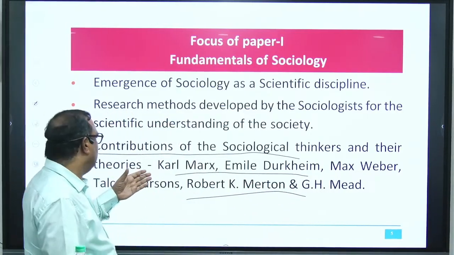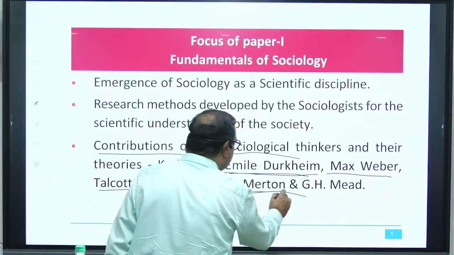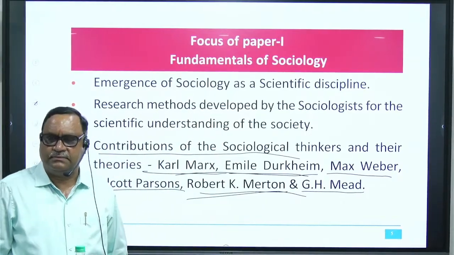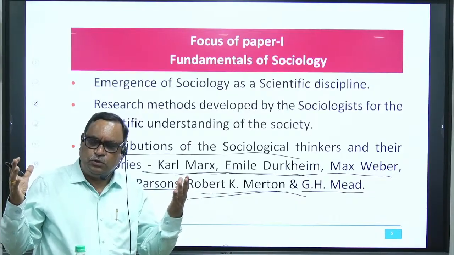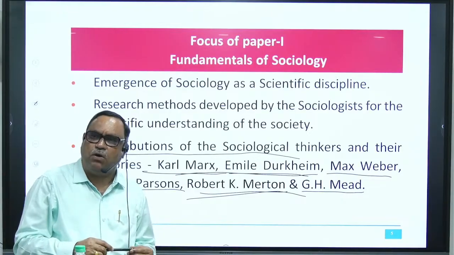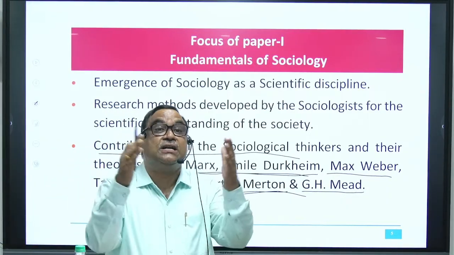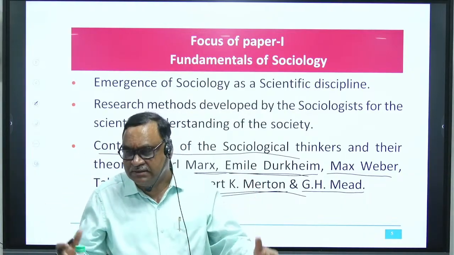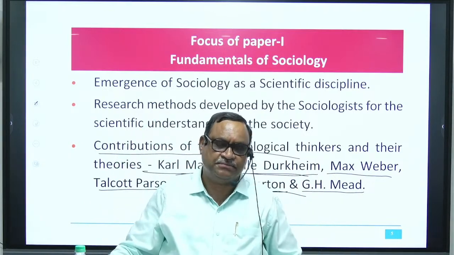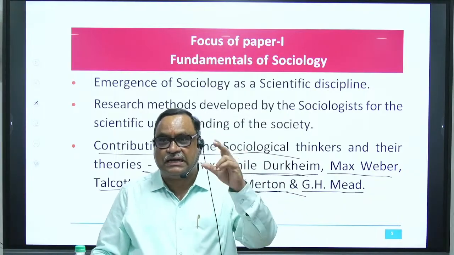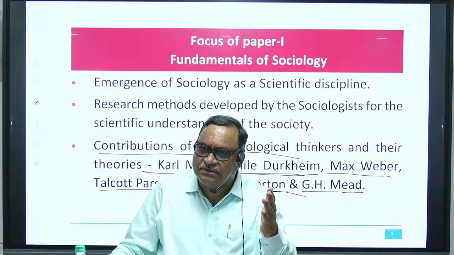And who are the important thinkers? Karl Marx, Emile Durkheim, Max Weber, Talcott Parsons, Robert K. Merton, and G.H. Mead. These are the social thinkers who have immensely contributed to understanding human society. For example, Karl Marx talked about the theory of class struggle. He talked about the nature of capitalist society. He talked about exploitation in a capitalist society. And he wanted to transform the capitalist society into a socialist society. He visualized a classless and stateless society where there are no inequalities, no exploitation, no suppression.